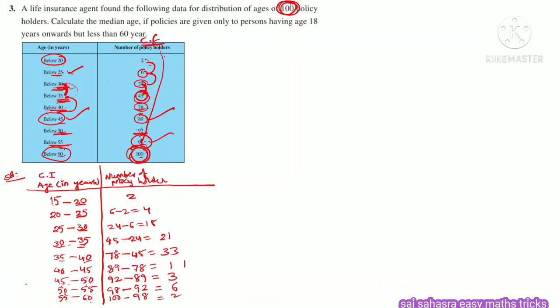So one simple logic I wanted to tell you here: 6 minus 2 is 4, 24 minus 6 is 18, 45 minus 24 is 21, 78 minus 45 is 33, 89 minus 78 is 11, 92 minus 89 is 3, 98 minus 92 is 6, 100 minus 98 is 2.